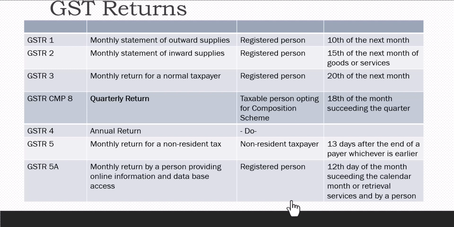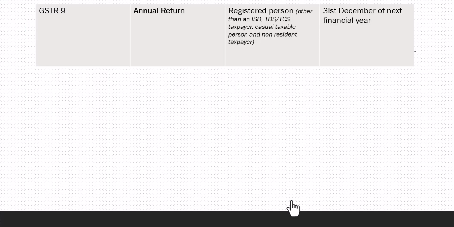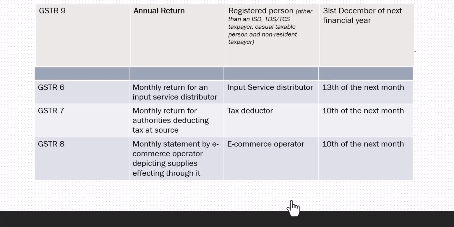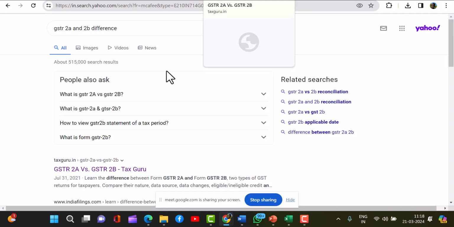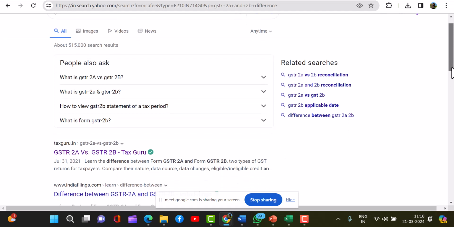Then GSTR 4, which is an annual return for the composite. So like this is for the other guys. So you can just go through all the numbers. And then, for example, GSTR 8 would be for Zomato and other things. So can you see this GSTR 2A and 2B on your screen?